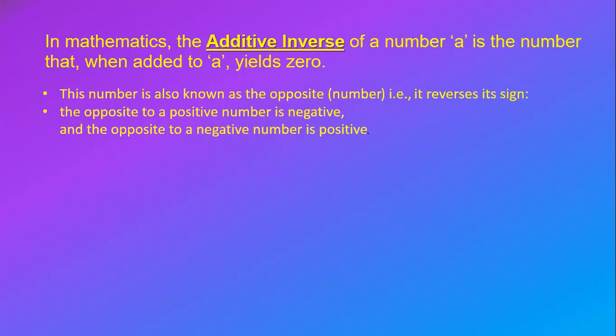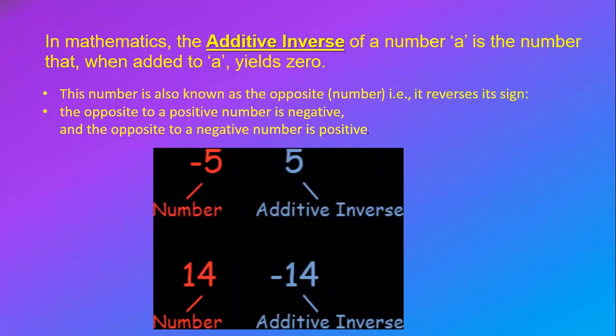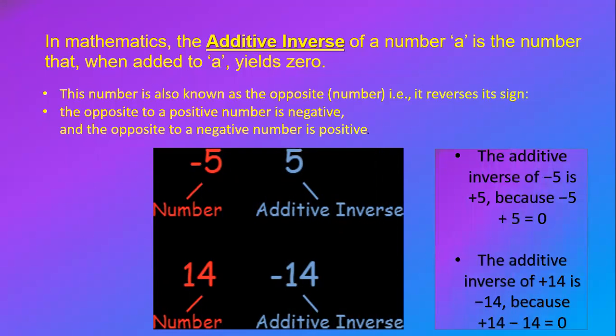In mathematics, the additive inverse of a number a is the number that when added to a yields 0. This number is also known as the opposite number, that is, it reverses its sign. The opposite to a positive number is negative and the opposite to a negative number is positive. For example, for the given number minus 5, its additive inverse is plus 5. If you add minus 5 and plus 5, it yields 0. Similarly, for 14, it is minus 14. And if you add plus 14 and minus 14, you will get 0. This is called additive inverse, and this is a very important property.